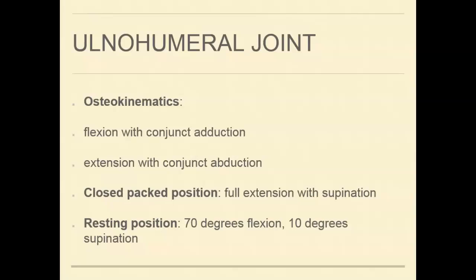The osteokinematics are flexion with conjunct adduction, meaning the ulna moves in a medial direction. This allows the hand to bring food towards the mouth. Extension is together with conjunct abduction, resulting in the carrying angle of the elbow. The closed pack position is full extension and supination, with the resting position as 70 degrees of flexion and 10 degrees of supination.